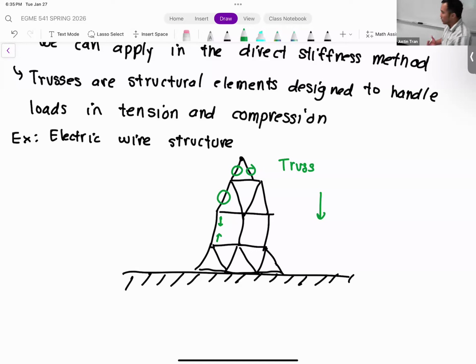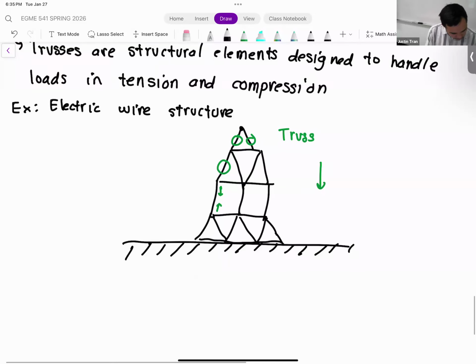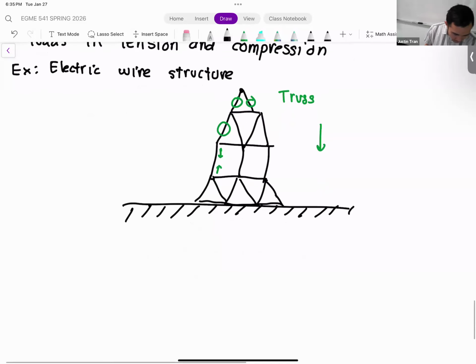So trusses are a very common structural element, and it makes sense that we're moving on to discussing these things. Okay, so let's go ahead and draw one out, and let's start the derivation for the element stiffness matrix for a truss element.